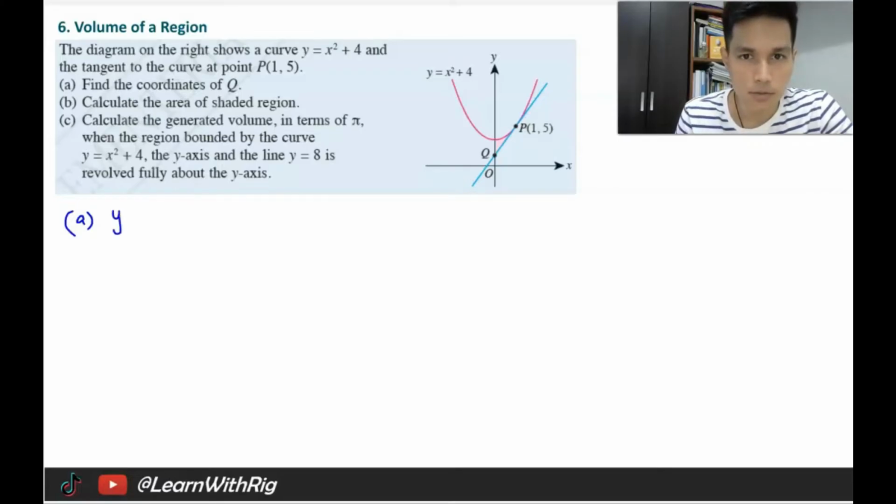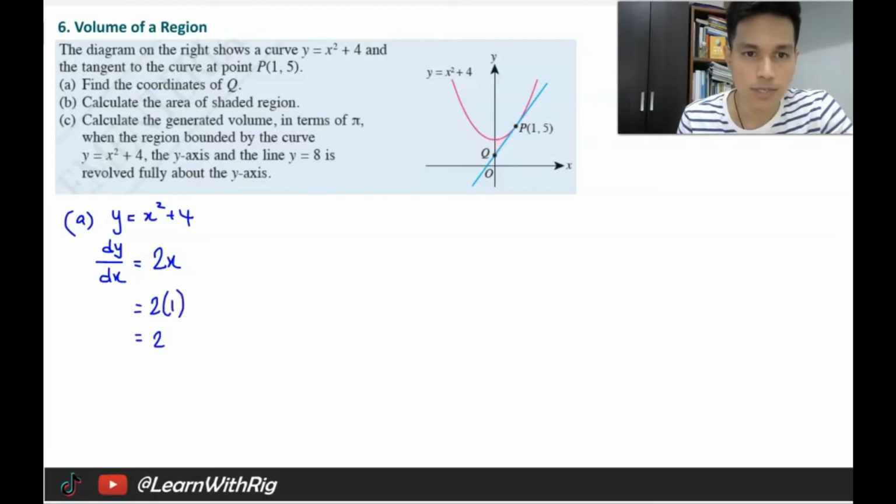So y, we use the curve, y equals x squared plus 4. So dy/dx is equal to 2x. That's it. There's no plus 4 there. So this is what dy/dx equals, 2x. So at this particular point P, the x value is equal to 1, right? So it's 2 times 1. Answer is 2. So dy/dx is equal to 2. What does dy/dx mean? dy/dx means gradient, correct? So in other words, m is equal to 2.